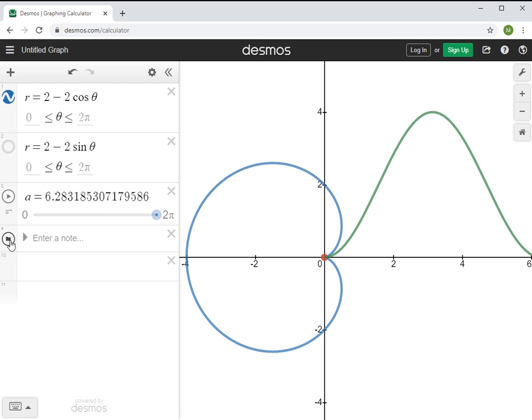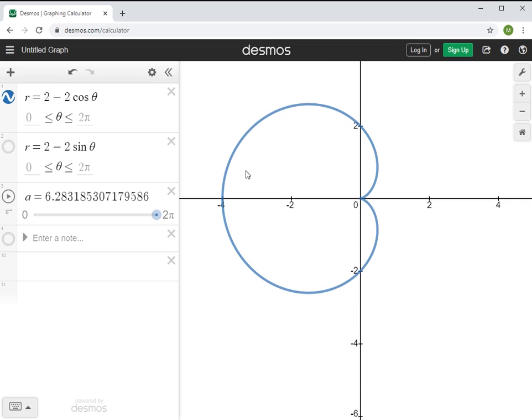Last thing I want to note here, this is something that we saw in the last video. If I replace cosine of theta with sine of theta, well, that's equivalent to replacing theta with pi over 2 minus theta from the complementary angle identity. And so that gives rise to a rotation counterclockwise by 90 degrees. So if I replace cosine theta with sine theta, I get this curve in green, which is just obtained by taking this blue cardioid and rotating it counterclockwise 90 degrees to get this green cardioid. All right, very nice.